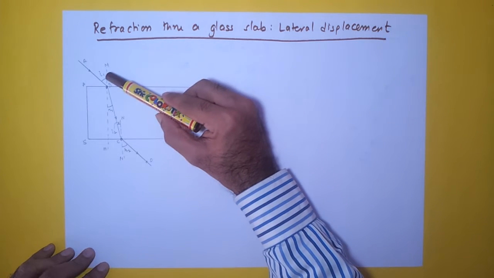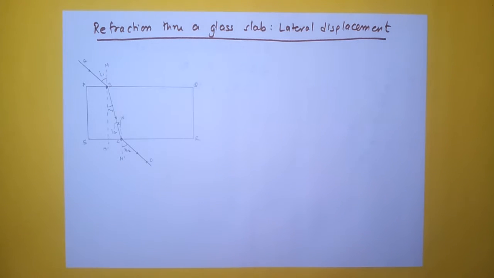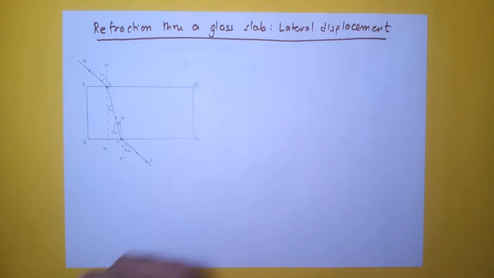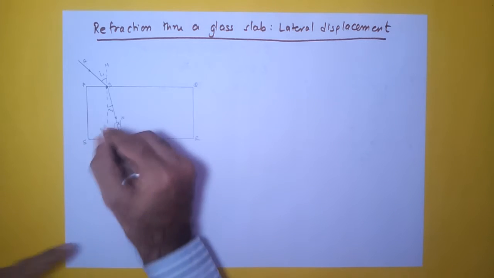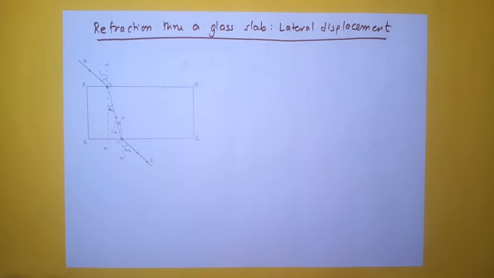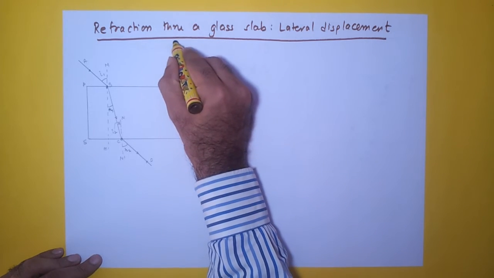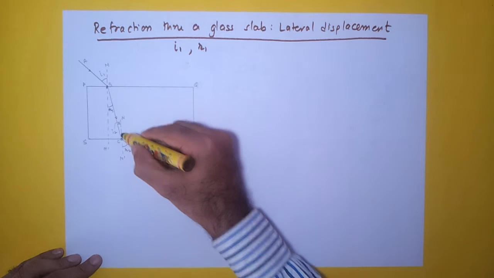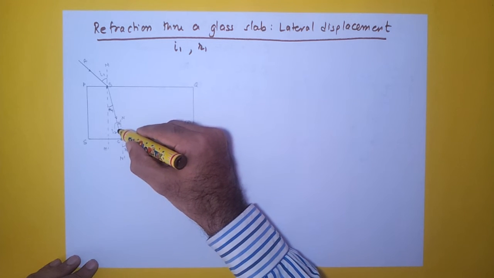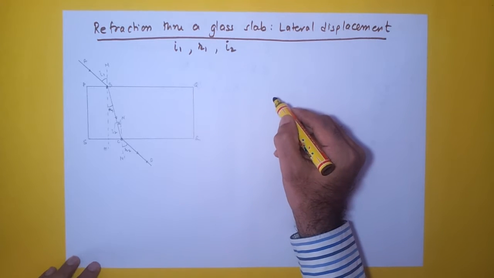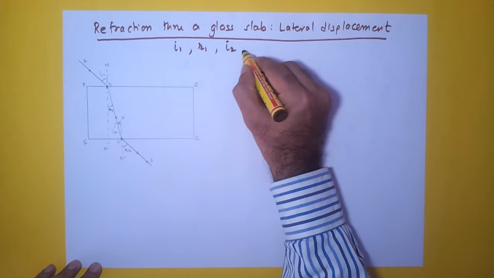The angles that we are looking at: here, we call this angle I1, which is the first angle of incidence, and this angle is R1. So the angles are I1, then we have angle R1 over here. Then on this second interface you have the second angle of incidence, which we denote as I2, and this angle is R2.